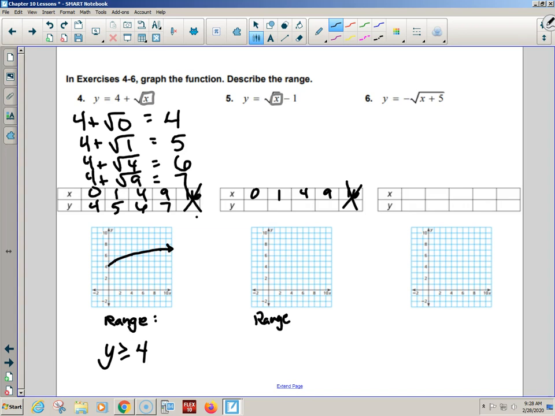How's that focus point? So when we plug in, we get square root of 0 minus 1, square root of 1 minus 1, square root of 4 minus 1, square root of 9 minus 1. Check your table. Is that what you did? Is that what you graphed? No, sorry, Kim. Look, you haven't even caught up with us.